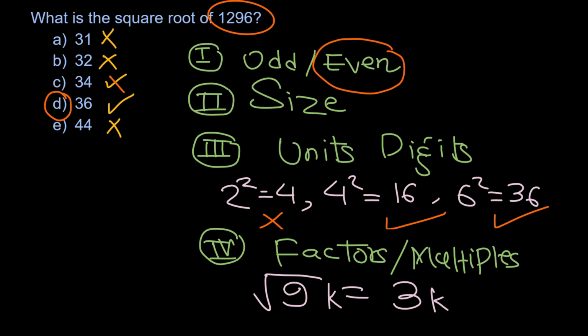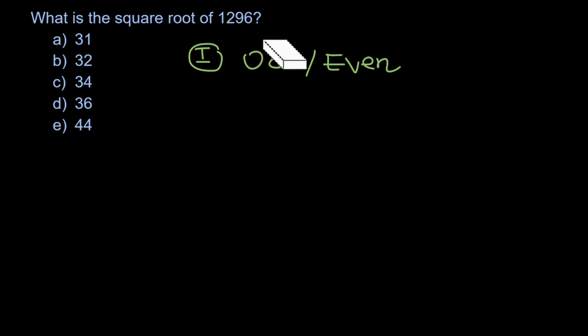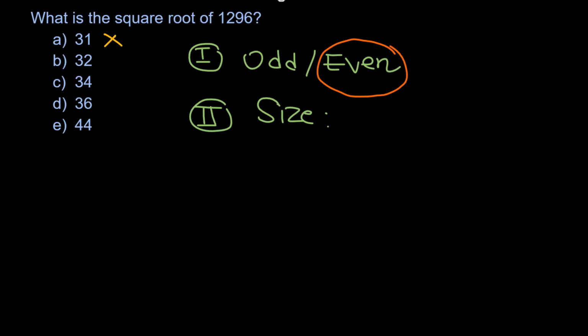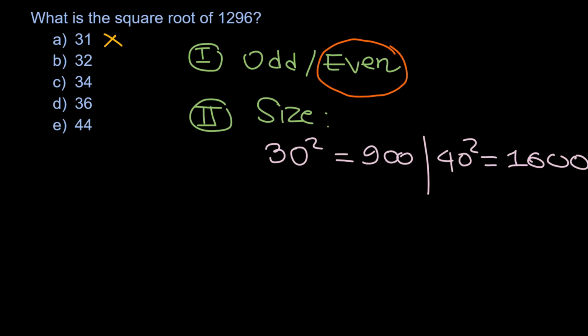Let's summarize everything slowly. The given number 1296 is even. Therefore, its square root must be even as well. This removes the first answer, 31. The given number 1296 is between 30 squared and 40 squared. Therefore, its square root must be between 30 and 40, so 44 is out. If you happen to know that 35 squared is 1225, then you already know that since 1296 is more than 1225, the answer must be 36.